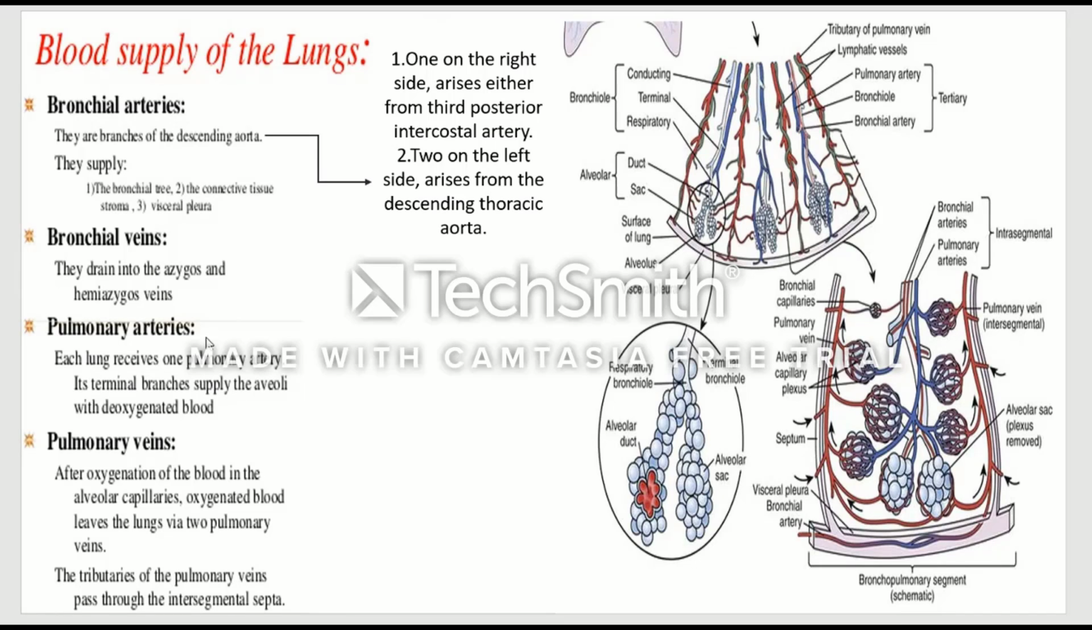But pulmonary artery, each lung receives one pulmonary artery. Its terminal branches supply the alveoli with deoxygenated blood. Then হচ্ছে pulmonary vein. After oxygenation of the blood in the alveolar capillaries, oxygenated blood leaves the lungs via two pulmonary veins. And this figure is perfect for this question. This one is the pulmonary artery, bronchial artery, and then tributary of pulmonary vein.